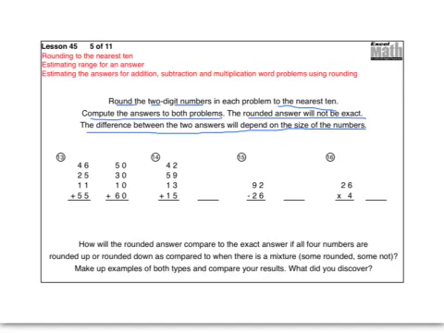And so you are going to see from this point forward a lot of problems where you have to estimate the answer. It's going to say words like about, or the answer is between this and this. Anytime you see that kind of language on a math problem, you know they're looking for an estimate, which means that you round the numbers and then do the math.